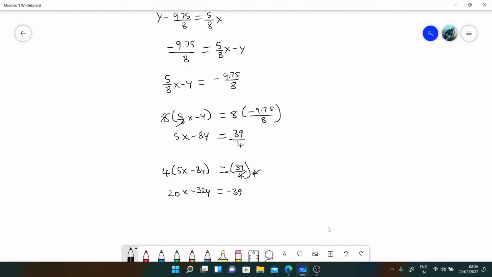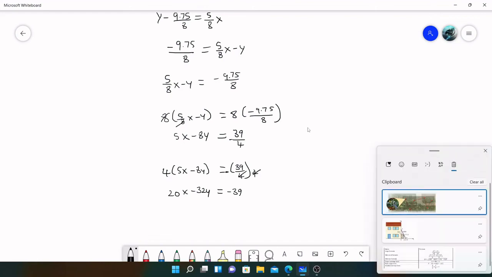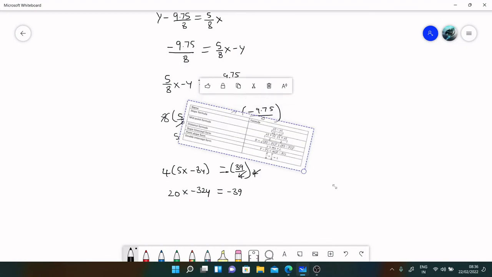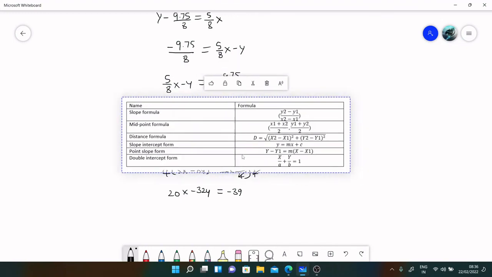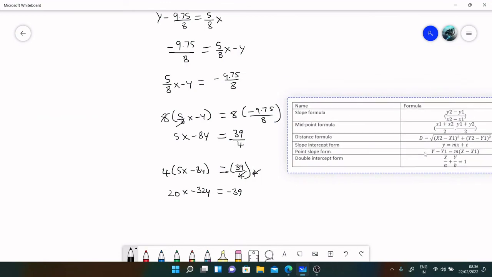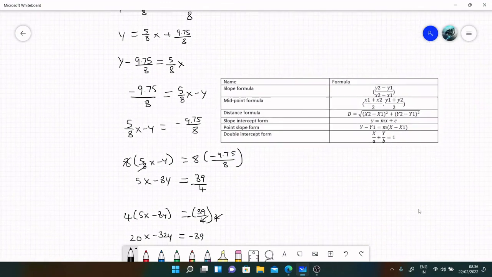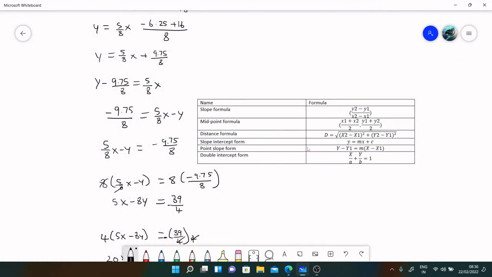Let me give you a table with all the formulas that you can refer to. These are all the formulas we have referred to in the video. A slope formula, midpoint formula, distance formula, slope intercept, point slope, and double intercept.